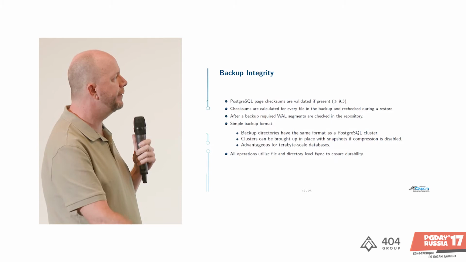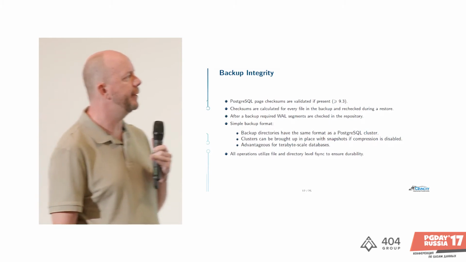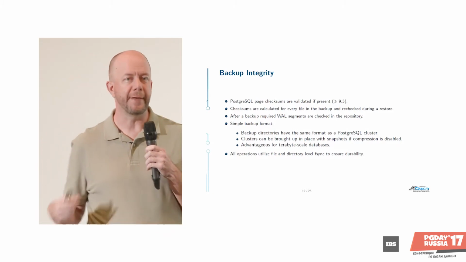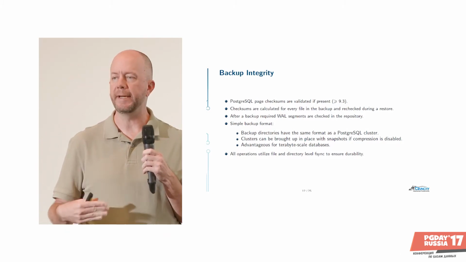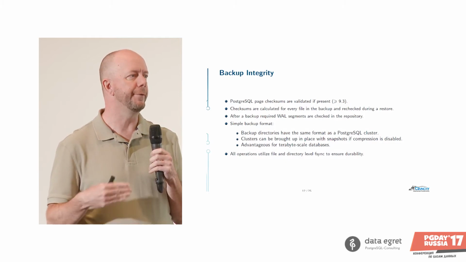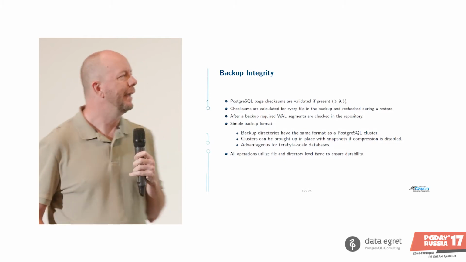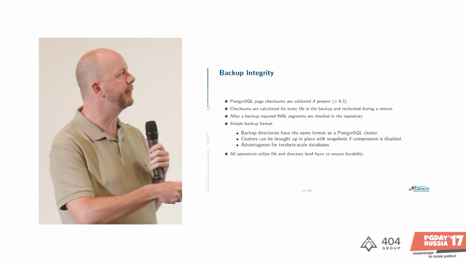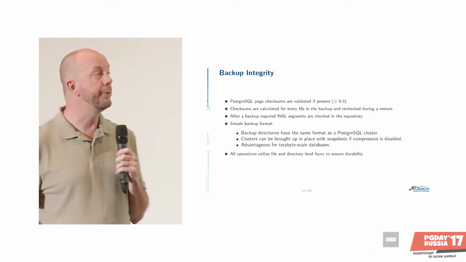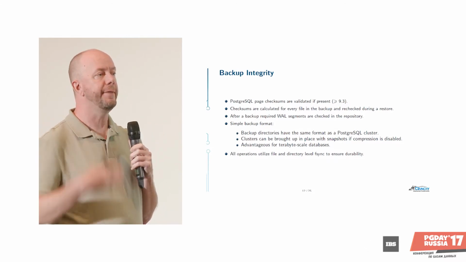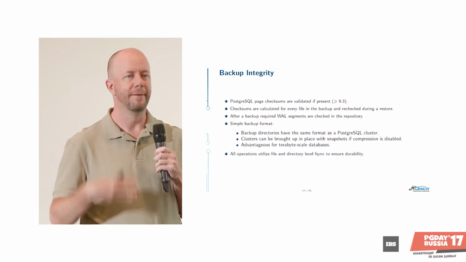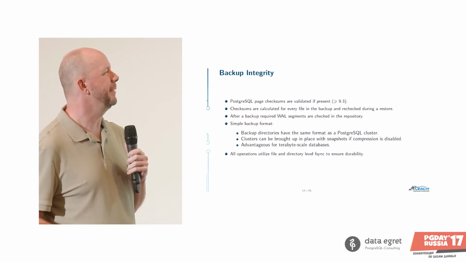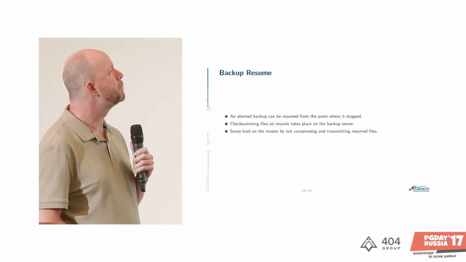All operations utilize file and directory level fsync to ensure durability. The interesting thing is I was working on this at exactly the same time that in Postgres we were cleaning up a lot of areas where we realized that directory fsyncs were not being done correctly. I was talking to Andres and others at that same time and making sure these same protections got into the backup tool. Because you don't want the backup tool to tell you that the WAL archive has been created and then it's not, right? This is extremely bad, so you want that to be correct.